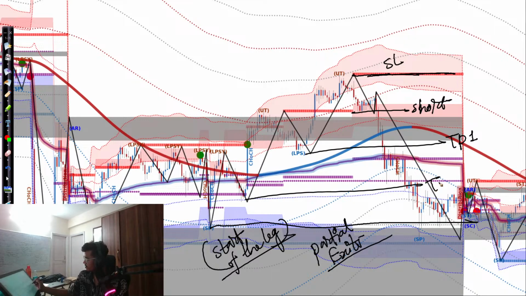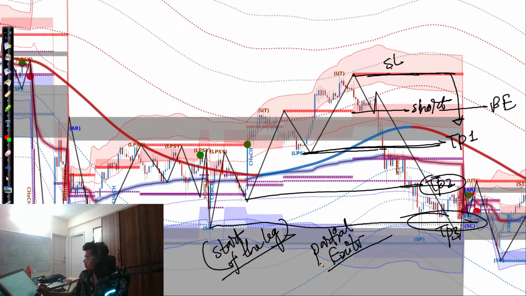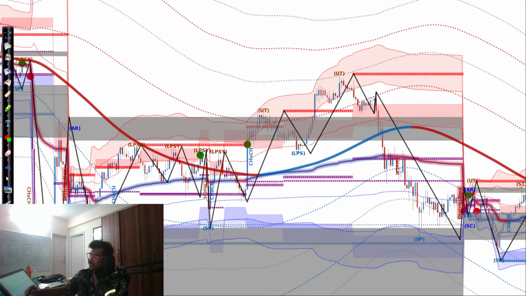So TP1, TP2, TP3, and as it hits our first target, move your stop loss to around here. Okay, your first break even. And as it hits the second target, move your stop loss to here, just above that a bit, and then finally take your order out. So that's the strategy that I would trade on. It's very conservative and discretionary as well.